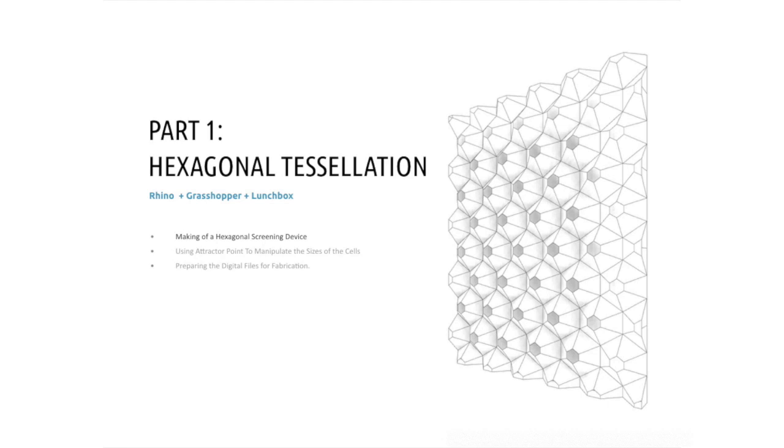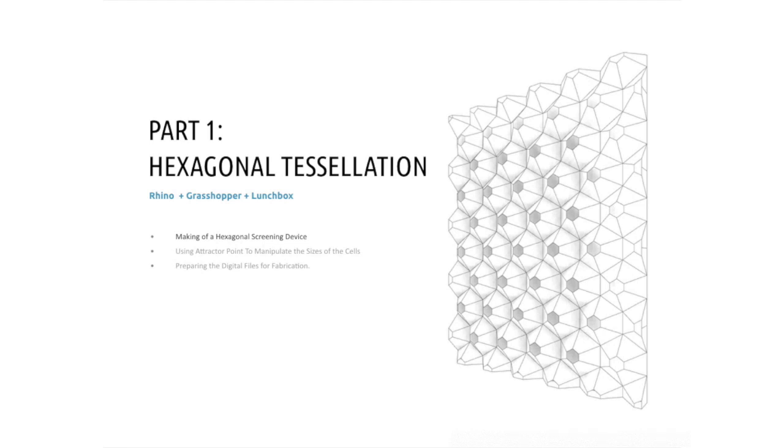This is part one of this series. So in this first video, I would like to discuss the making of a hexagonal-based tessellation. We will also discuss how to make this pattern respond to an attractor point. And the goal of this series of tutorials is to have you learn how to design your own tessellations and add them to the desired surfaces in your own design.